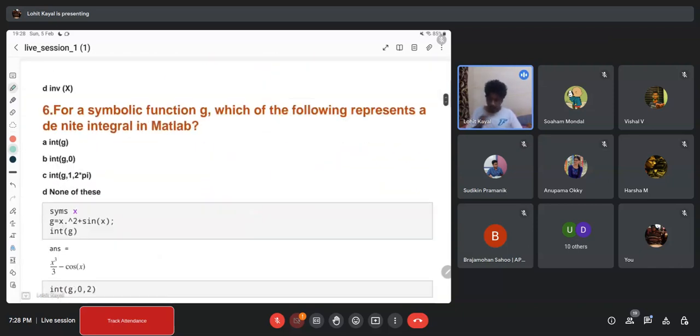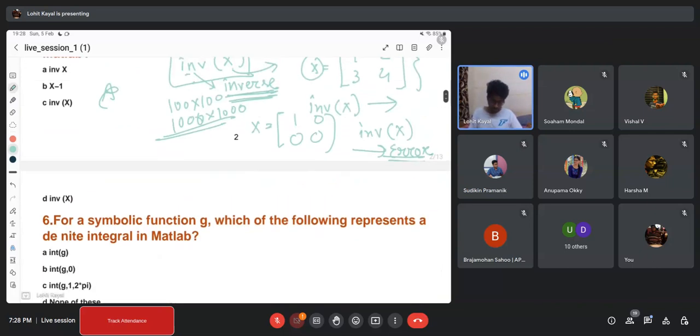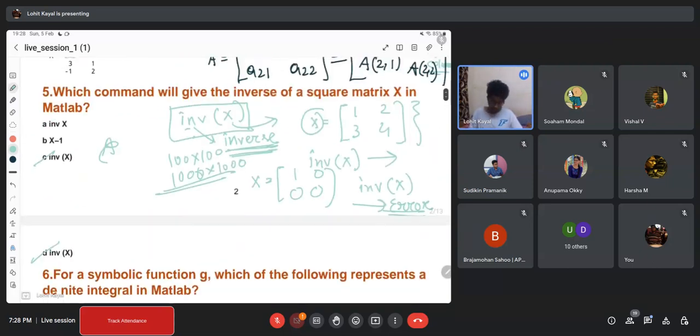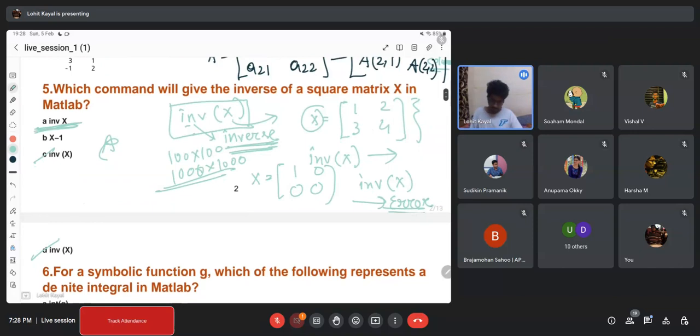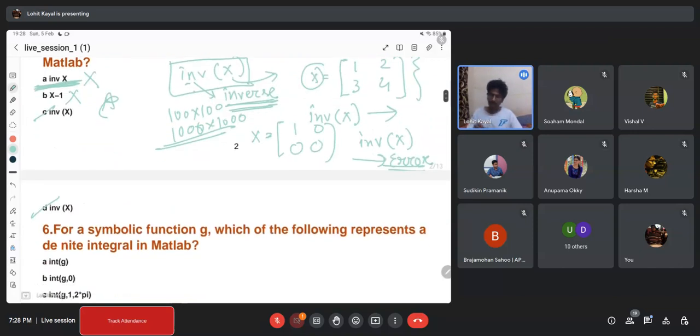Now we will do some symbolic computation. Here the correct options are C and D. C and D are the same thing, inv(X). So just remember, you cannot write it like this. This is a wrong answer. This is a wrong result. Inv bracket X is the correct answer.